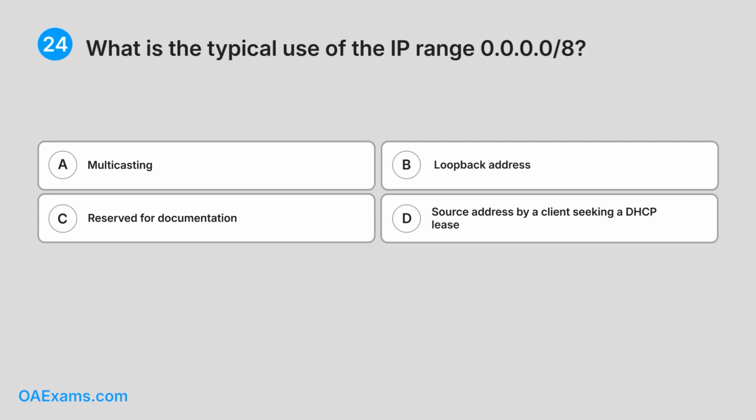24. What is the typical use of the IP range 0.0.0.0/8? A. Multicasting. B. Loopback address. C. Reserved for documentation. D. Source address by a client seeking a DHCP lease. What do you think is the answer?